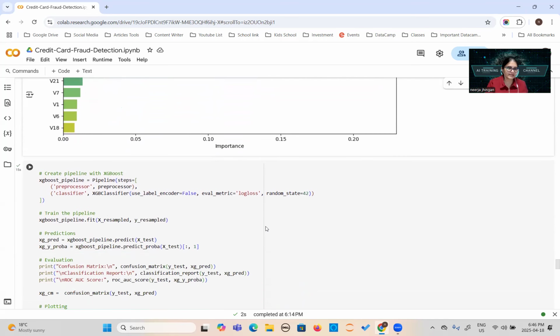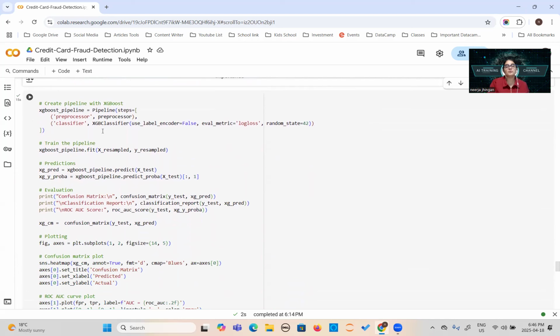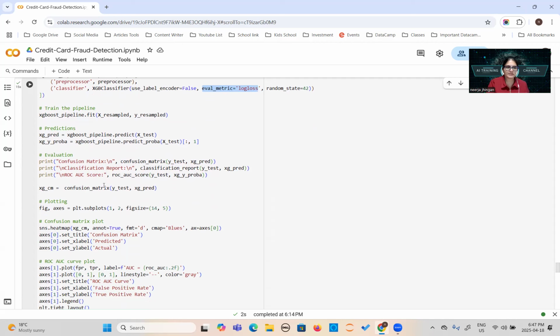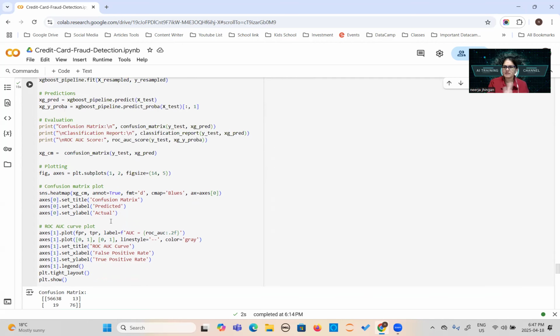Okay, and now we will apply XGBoost on this. XGBoost classifier. Here we are using the label encoder and the evaluation metric, log loss. And then random state. Here we are applying these models and the confusion matrix. This is the same, nothing is changed. Only the model name is changed.